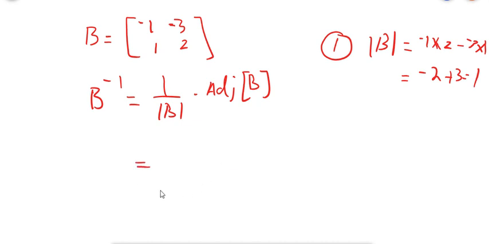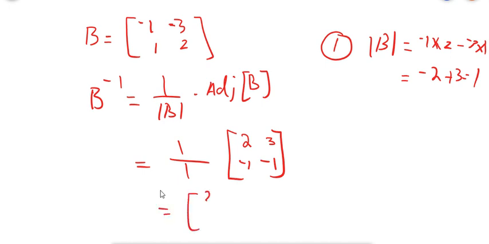So this will be equal to 1 over 1 multiplied by the adjoint of B. We interchange the places of the diagonal elements, and change the sign of the elements that do not belong to the diagonal. So the negative becomes positive, and the positive becomes negative. So the answer will be 2, 3, 1, 1.